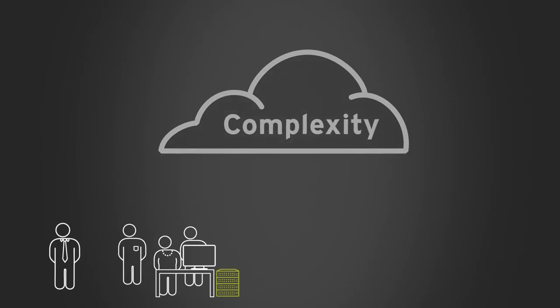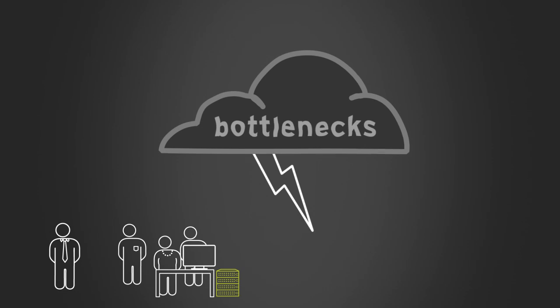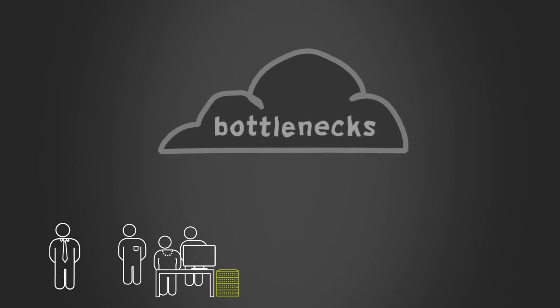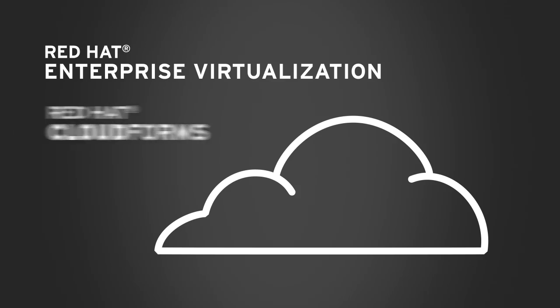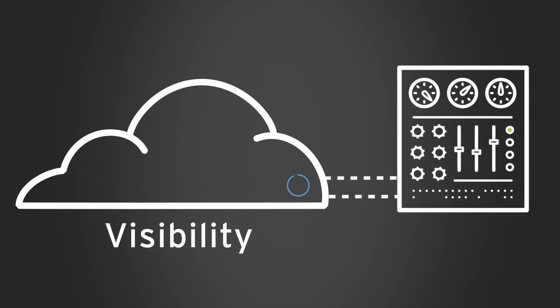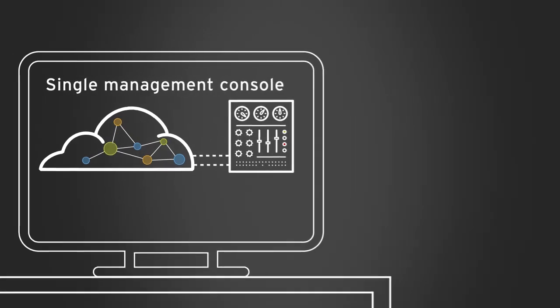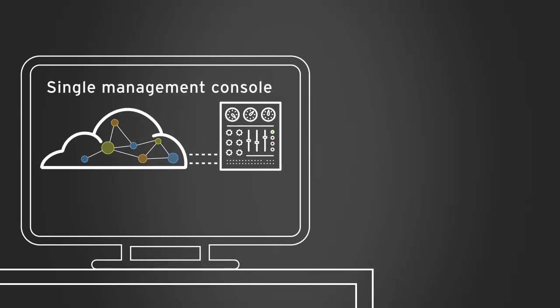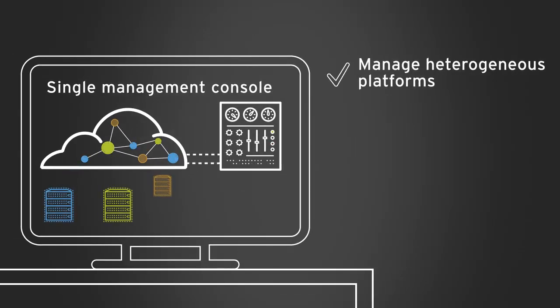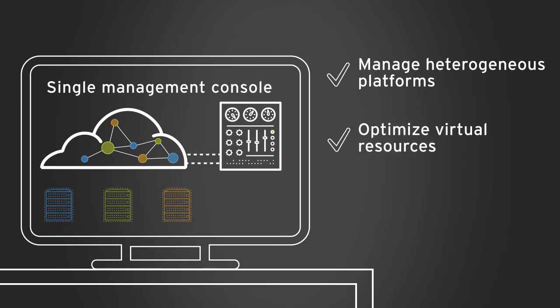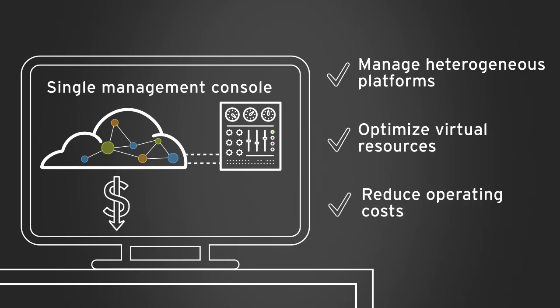Virtualization was supposed to simplify operations, but it's created unexpected bottlenecks that prevent you from managing heterogeneous private, public, and hybrid clouds. The answer is Red Hat Enterprise Virtualization and Red Hat CloudForms. The combined solution offers visibility and control and provides a simple management console tool to easily monitor an entire global virtual infrastructure, including managing virtual machines on heterogeneous virtualization platforms already in production, optimizing virtual resource utilization, and reducing current operating costs.